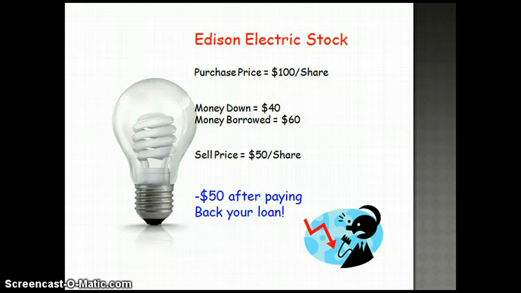The other possibility, however, is that Edison Electric is struggling and the value of their stock drops significantly. As you watch the value of your stock declining, you decide to take a loss and sell your stock for $50 a share. Since you had originally invested $40 of your own money, it seems as though you have only made a $10 profit. But after paying back the $60 that you had borrowed from your broker, you actually have lost $50. As you can see, if you play the market right, there's a chance to make good money, but any investment is a risk.